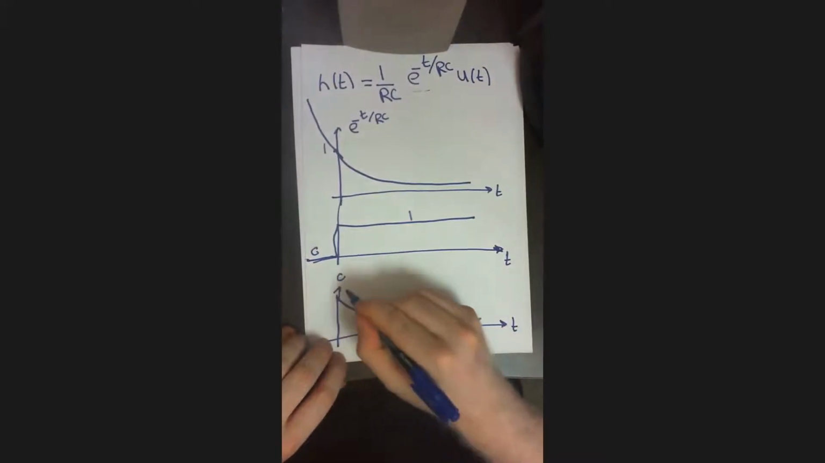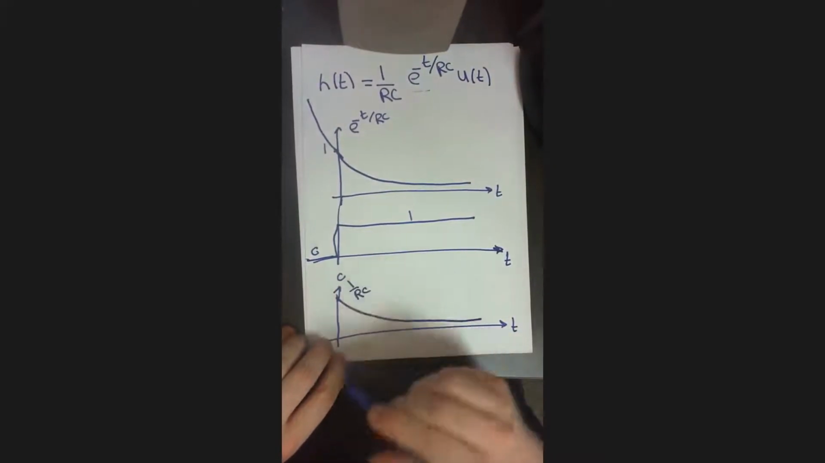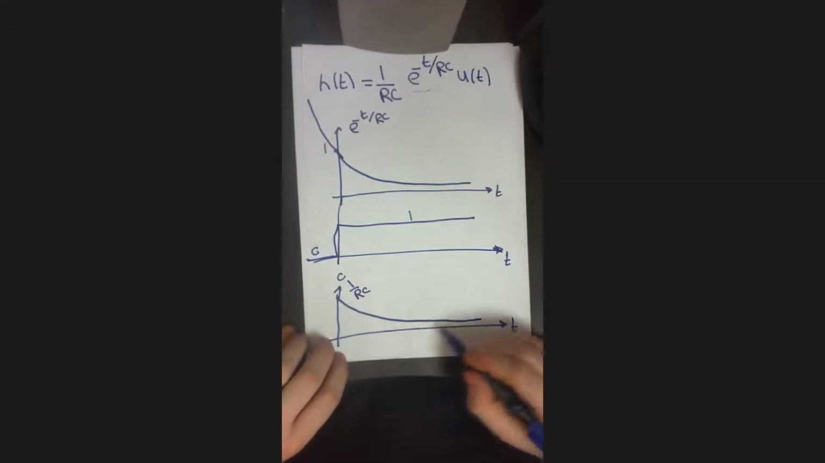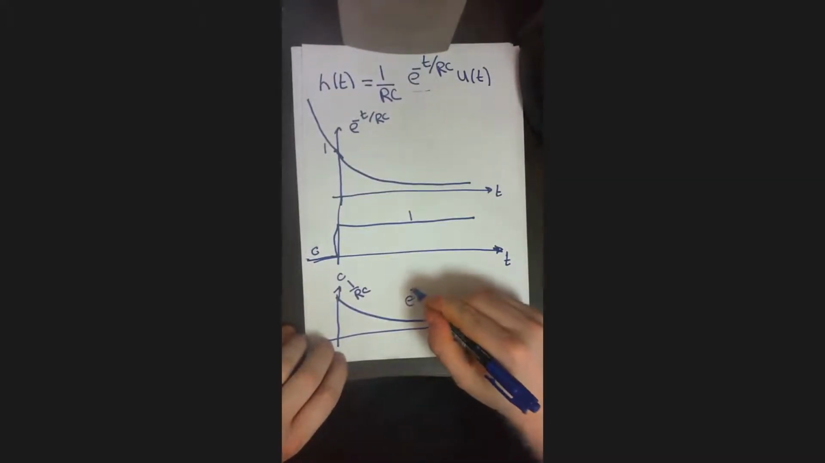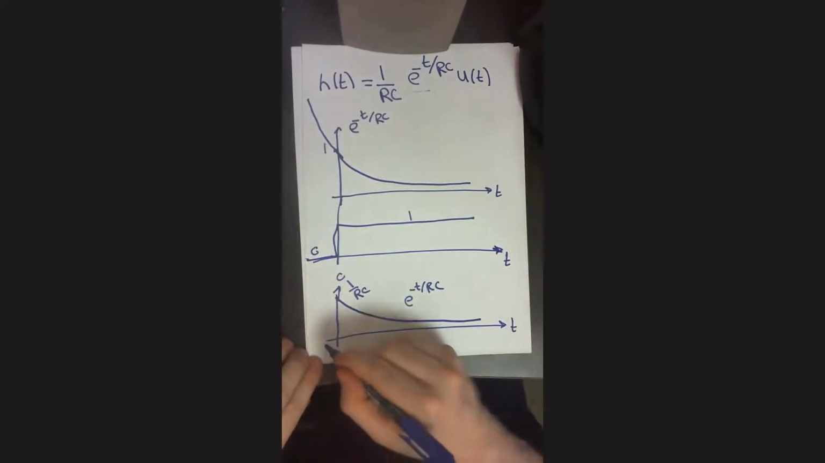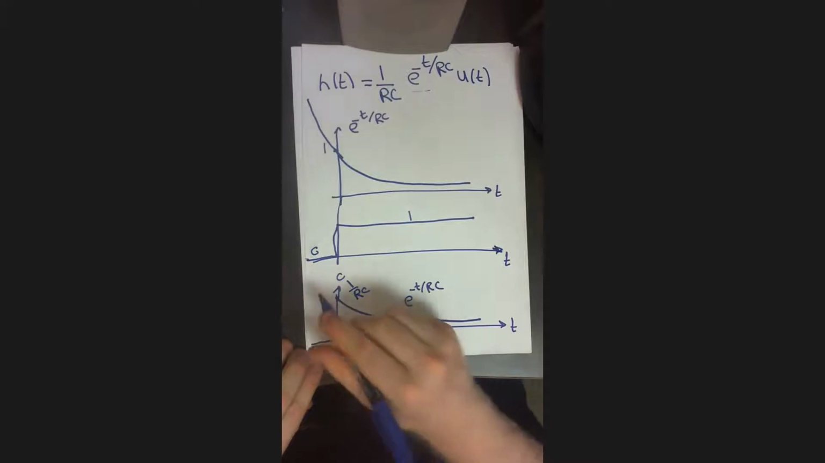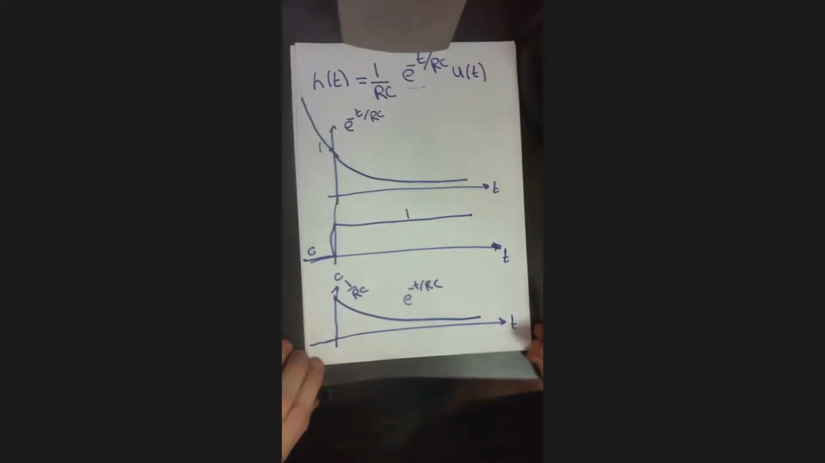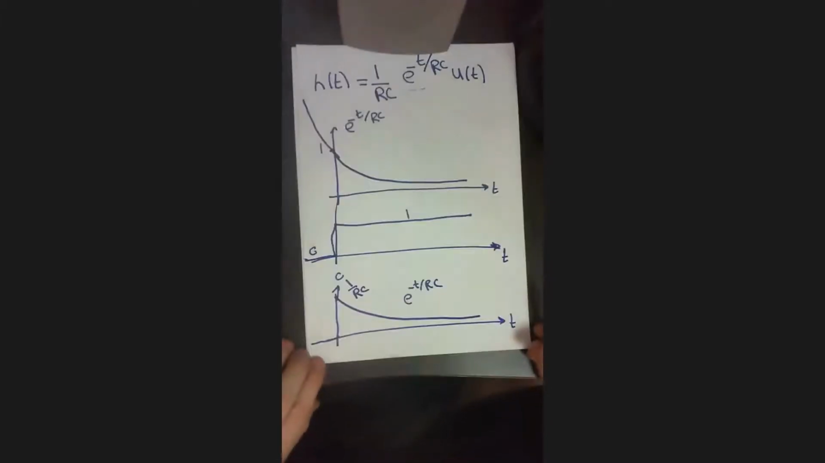Now this is the maximum value, which is 1 over RC, because 1 multiplied by 1 over RC will have 1 over RC, and then this e power minus t over RC. And for t smaller than 0, the output is 0 because simply the function is 0. So this is the time response for our system.